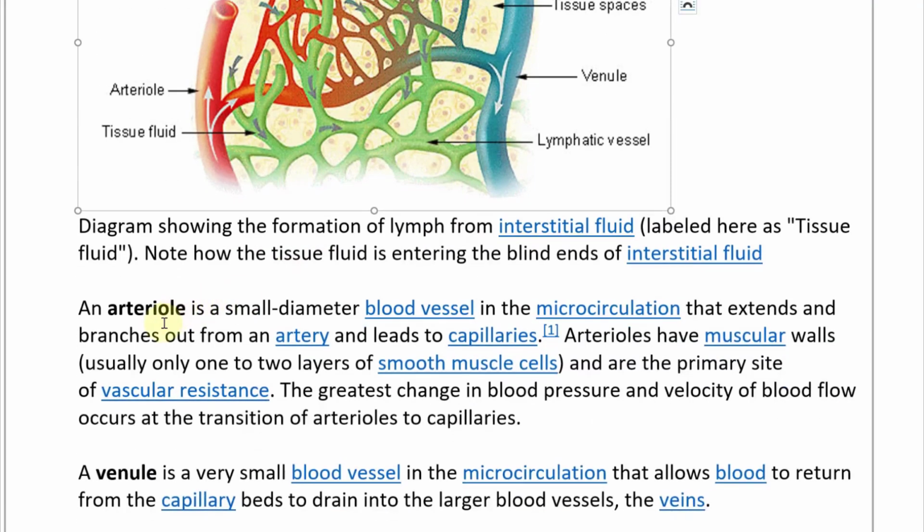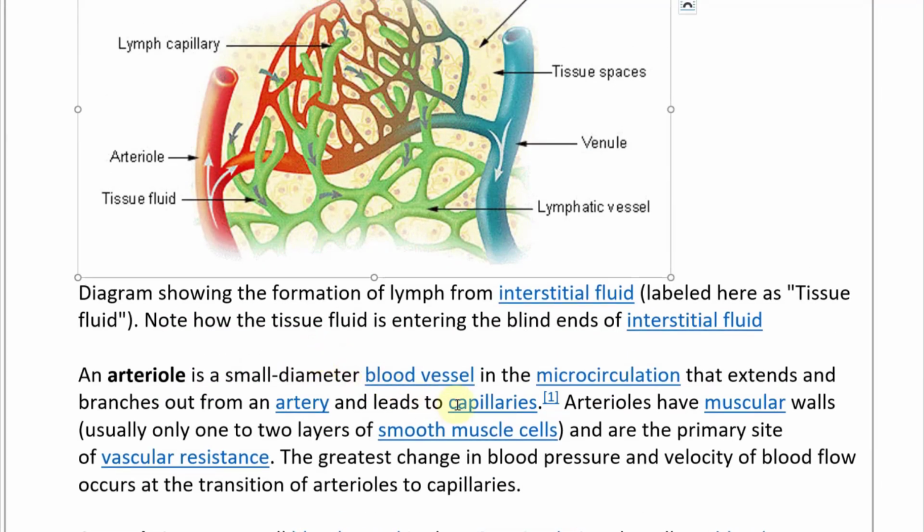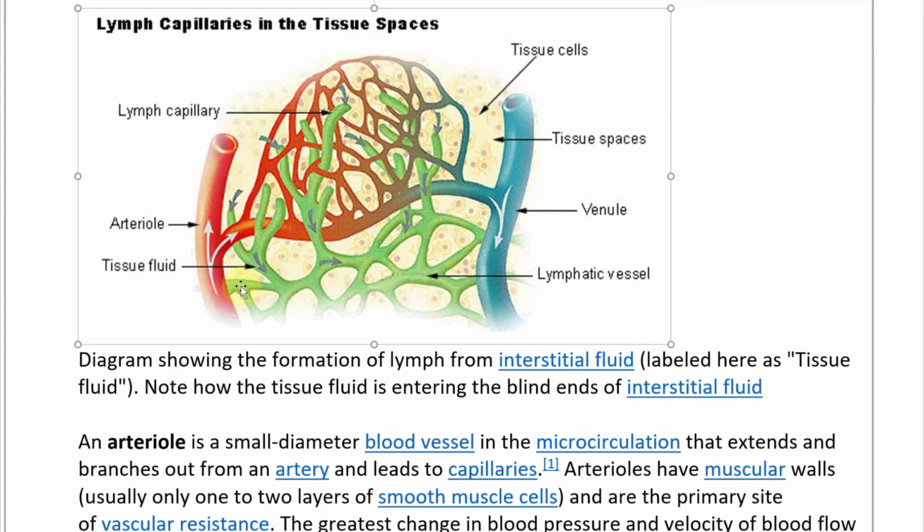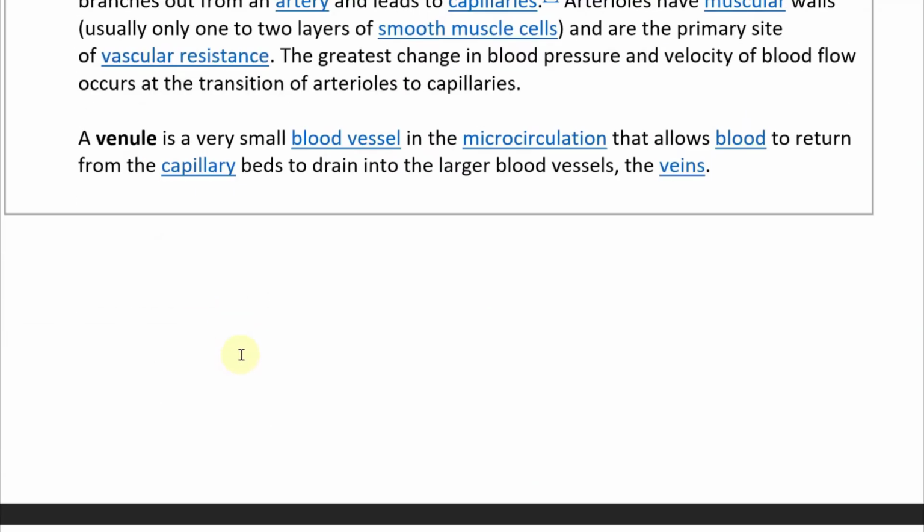And just a note here, an arteriole is a small diameter blood vessel in the microcirculation that extends and branches out from an artery and leads to capillaries. Arterioles have muscular walls, usually only 1 to 2 layers of smooth muscle cells, and are the primary site of vascular resistance. The greatest change in blood pressure and velocity of blood flow occurs at the transition of arterioles to capillaries. So yes, there's a junction here, and I'll show you an image soon.